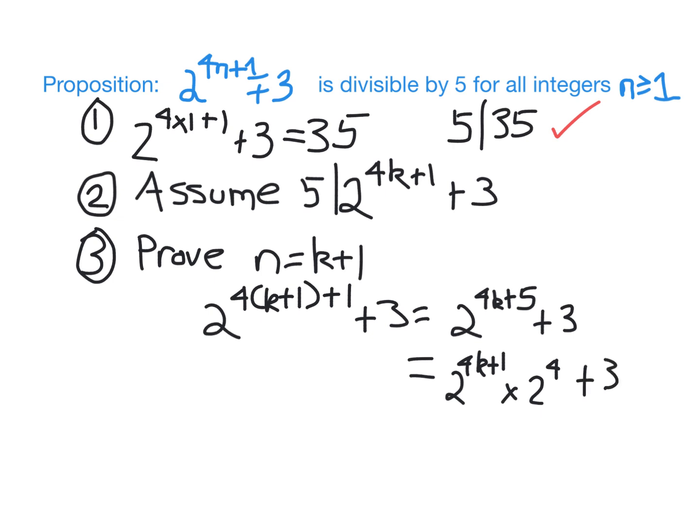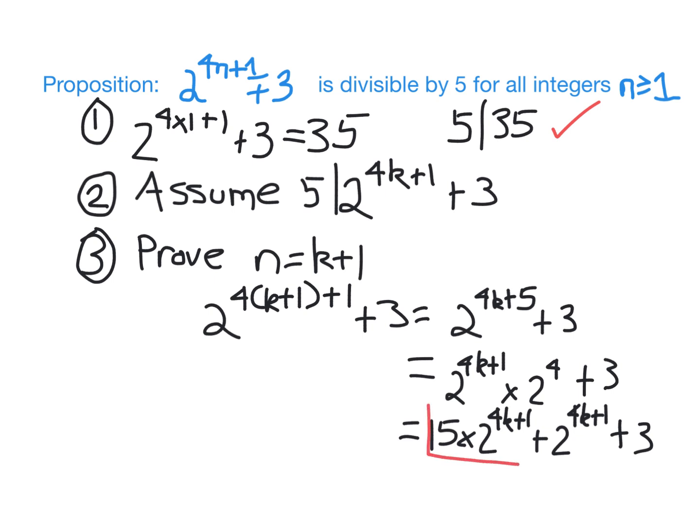Okay, so how does that help us? So this is 16 times that. So I can write it as 15 times 2 to the power of 4k plus 1, plus another lot of 2 to the power of 4k plus 1, because 15 lots of something plus 1 lot of something equals 16 lots of something. So what I have is this.